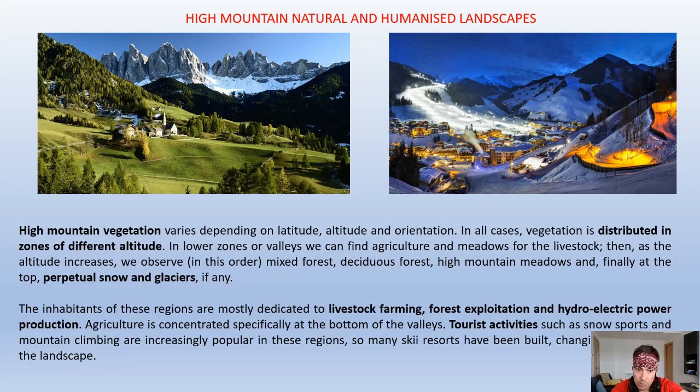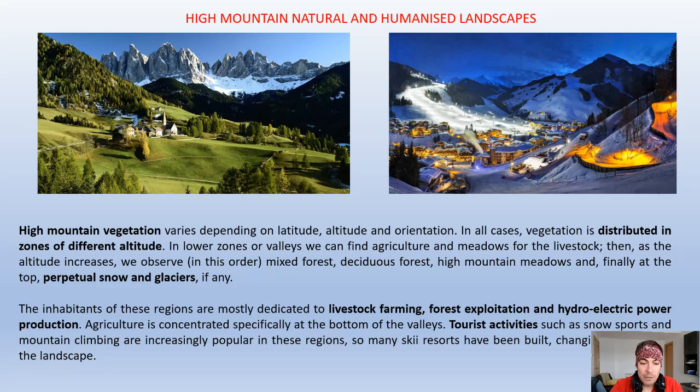So in the lower zones of the valleys, we can find agriculture and meadows, remember the meadows, for the livestock, like for example, this part here. Then, as the altitude increases, as we go up the mountain, we observe in this order: mixed forest, deciduous forest, high mountain meadows, the ones you can see in Haiti, and finally at the top we have perpetual snow, that is snow that never melts because it is located so high that it is cold all year long, and sometimes glaciers.